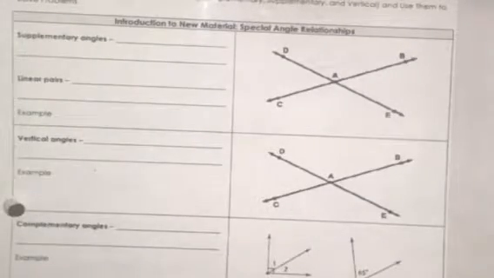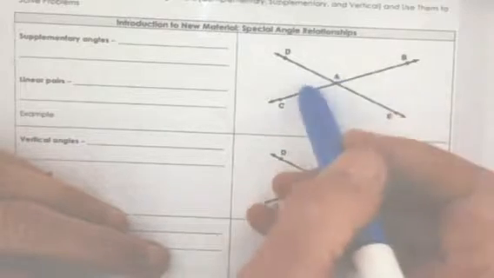Okay, the index. Supplementary angles. Supplementary angles are angles that add to equal 180 degrees. And we see supplementary angles where we see straight lines. So for example, C to A to B, this straight line gives us 180 degrees on this side.